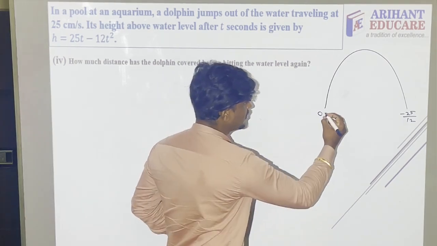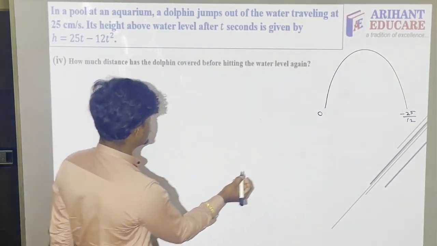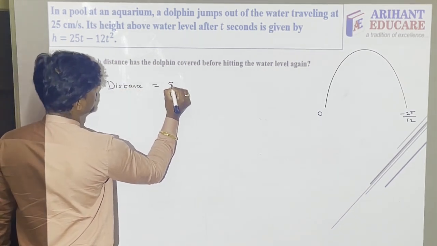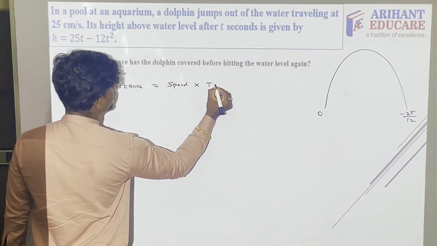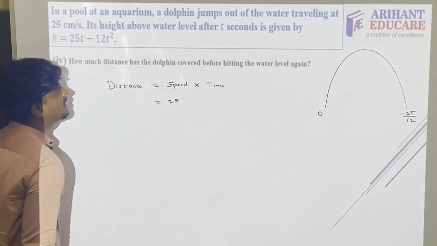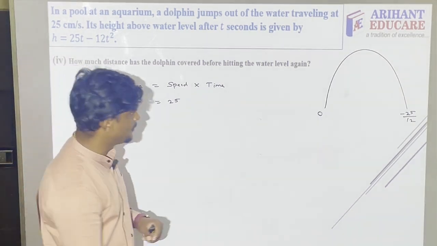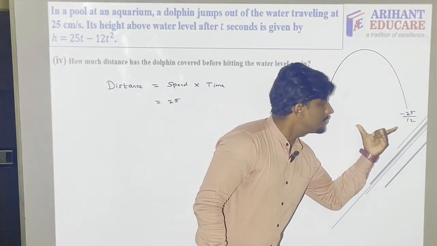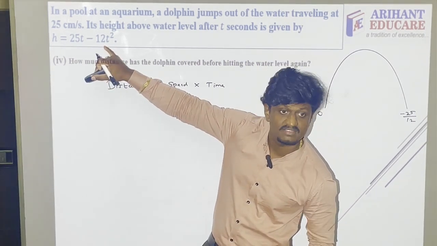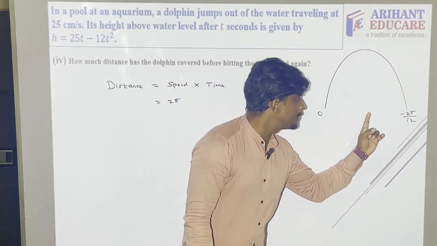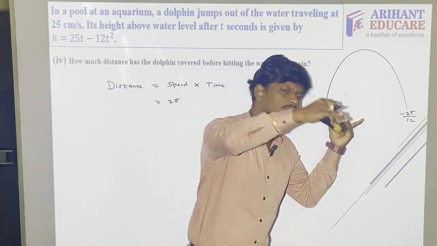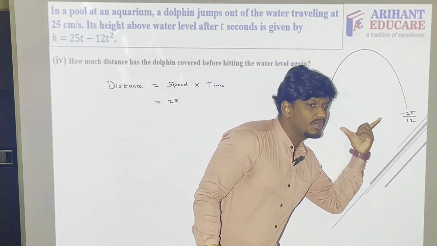Okay. Now I want the distance it traveled. Now, distance is nothing but speed into time. Now I have the speed. What is the speed? It is 25 centimeter per second, the dolphin. Time, it is so many minutes or so many seconds, right? Because it's a 0, the graph is given about time. Now, if it would have been 3, then it was in the air for 3 seconds. I would say it was jumping out of the water for 3 seconds. If it was 4, I would have said 4 seconds.